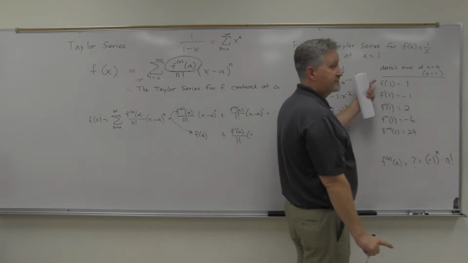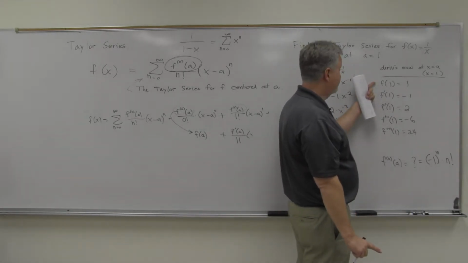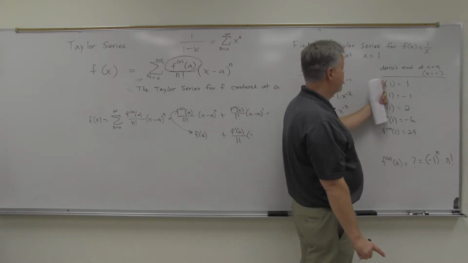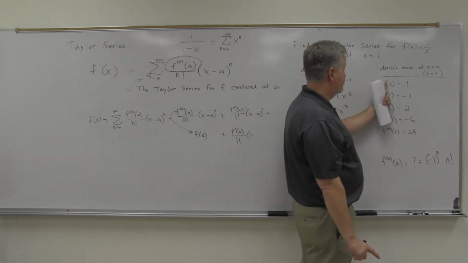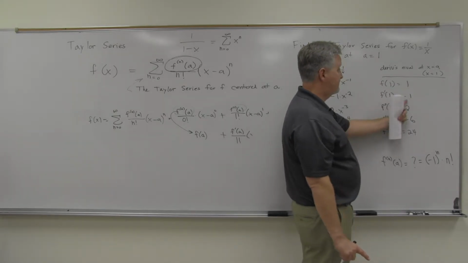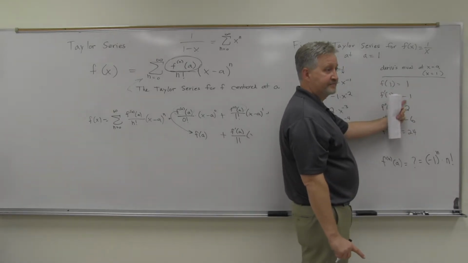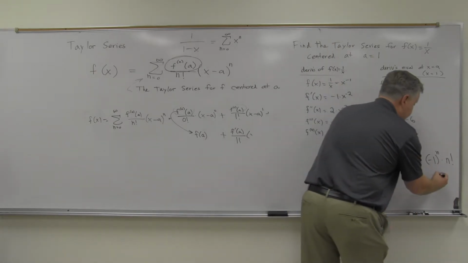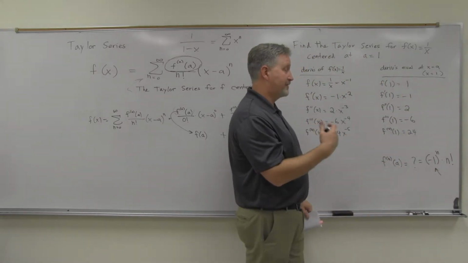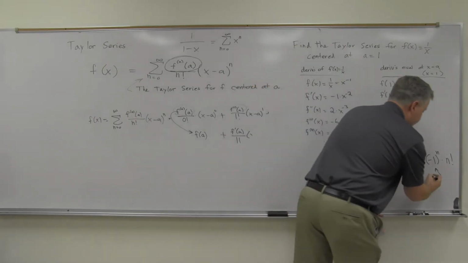Now it even works for the other two here. I started at 2, but it works for this one. This would be n equals 0, and 0 factorial is 1. This is n equals 1, so that would be 1 factorial. So this works for all n. There's a couple of times when it may not work for all of the n, but it works for all n here.